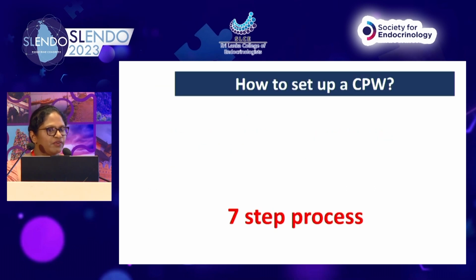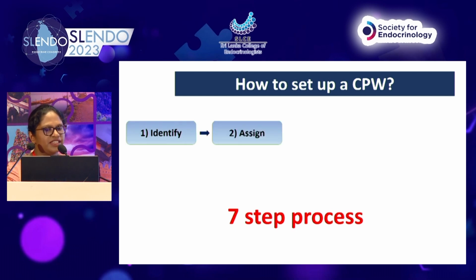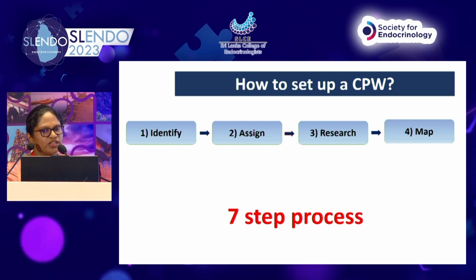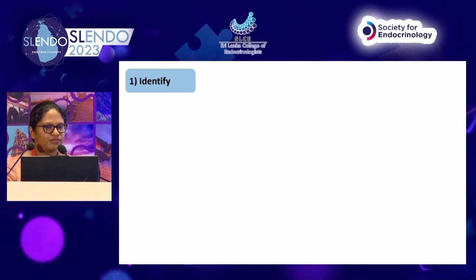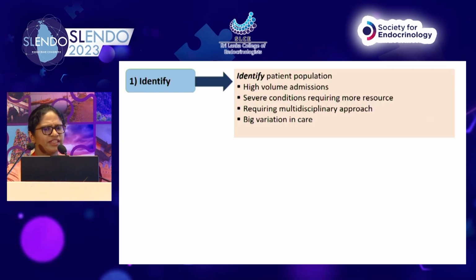So now we look at how we set up a care pathway. It's a 7-step process. First, you identify the population, and then you need to assign a group of people to do that. Then you need to look at the research and map out how to do it, and then develop, and you have to do pilot testing on that, and then implement. So if we go through each of these, we should identify the patient population.